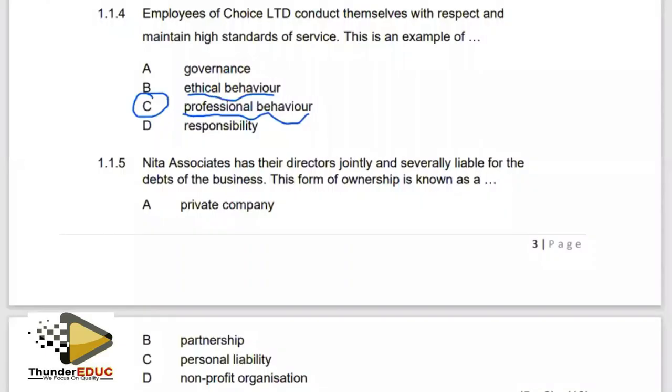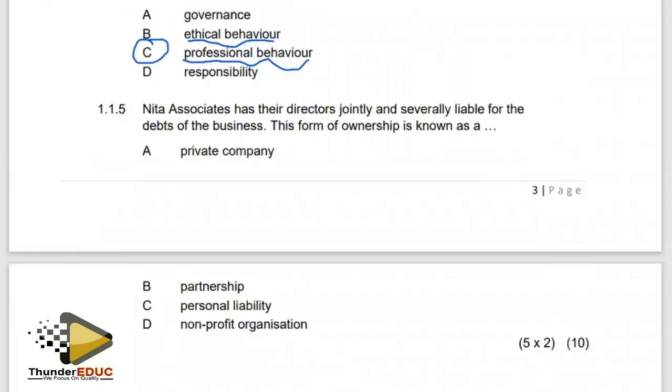Okay, so here we go to our last part of the multiple choice questions, which talks about Meter Associates. Has their directors jointly liable for the debts of the business? This form of ownership is known as Meter Associates.